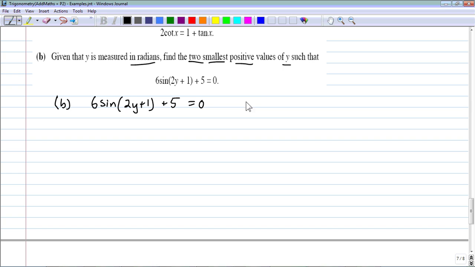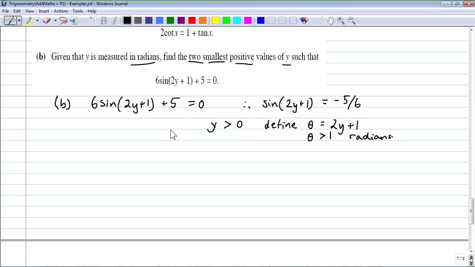So let's first rearrange the equation into a sensible form. Sine (2y plus 1) equals minus 5 over 6. Now, we know that y, our answer, needs to be bigger than 0. Let's define a new variable, theta equals 2y plus 1. So what's the restriction on theta? Well, if y is positive, then theta is bigger than 1, and that's in radians, isn't it? So it's bigger than 1 radian.